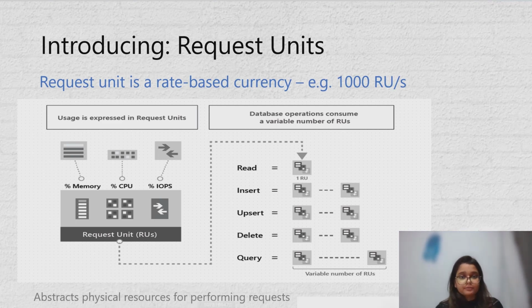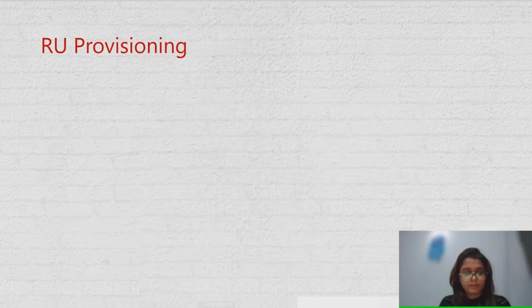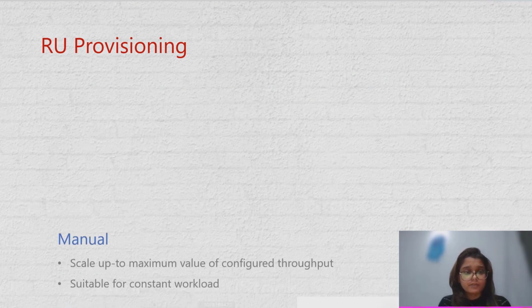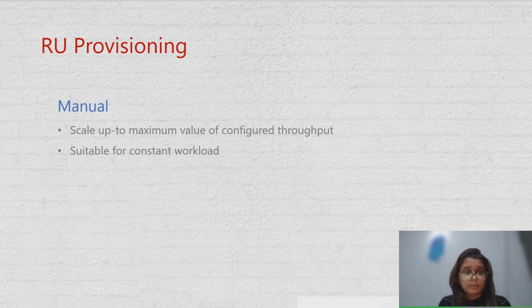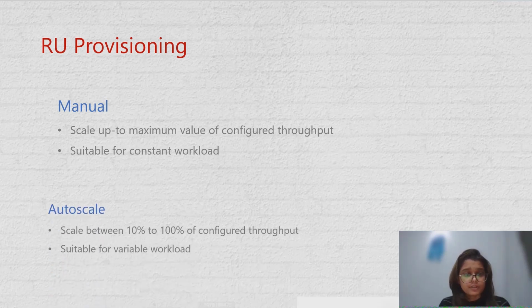There are two ways to configure RUs for a container. Let's talk about that. There are two ways to configure RUs in Cosmos DB. The first one is manual. In manual provisioning, you have to specify the amount of request units your container might consume. So you have to evaluate that beforehand and specify that value while creating the container. This kind of provisioning is suitable for constant workloads where your traffic pattern is predictable and you can optimally utilize the container resources. Another option is autoscale.